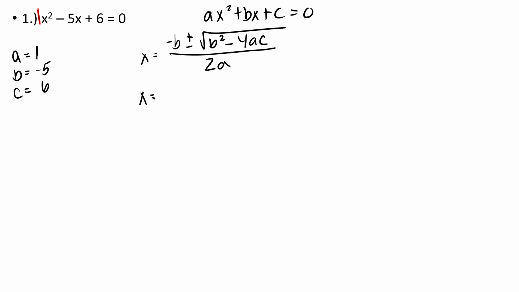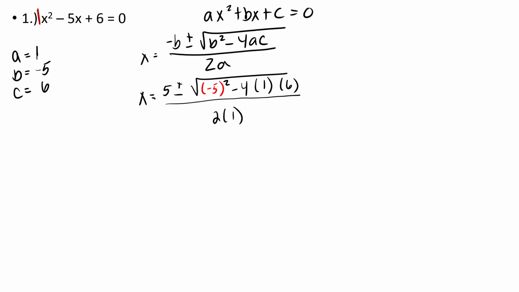So the opposite of b. b is -5, so the opposite of b would be +5. Plus or minus the square root of, and I strongly recommend that you put your b value in parentheses, even if it's positive. If you are in the habit of doing it, then you won't ever forget when you need to have it done. And we have 2 times 1. So I just plug that in.